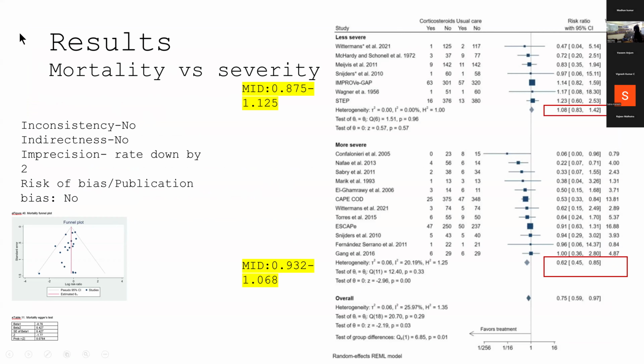So now let's look at what Phanisha has to do. She has to rate the certainty of evidence. So let's all rate the certainty of evidence. Now the first outcome is mortality versus severity. The authors have presented the less severe data. They have also presented the more severe data. They have presented their overall summary statistics. Would you rate down for inconsistency?